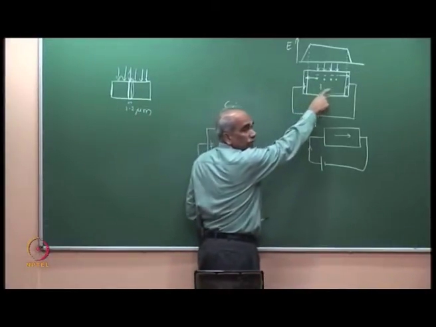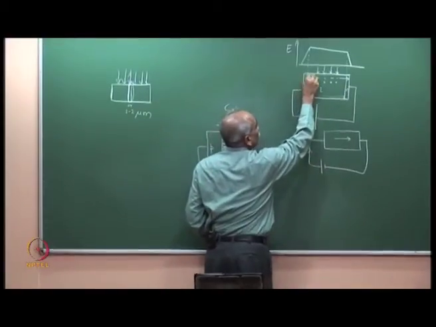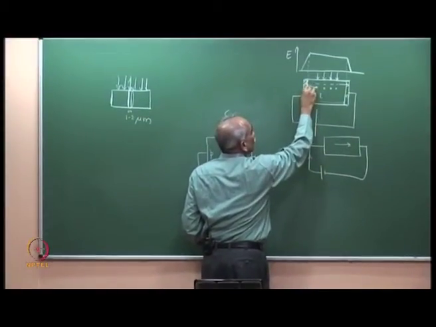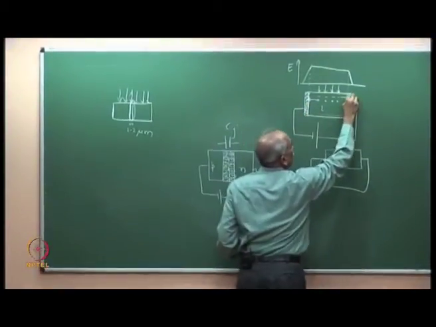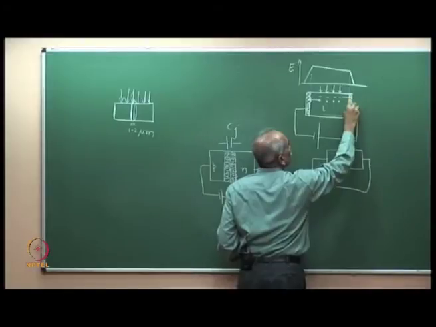What is the junction capacitance in this case? Here you have the immobile ions sitting here, and the positive ions are sitting here.